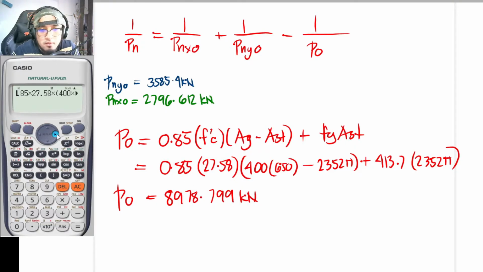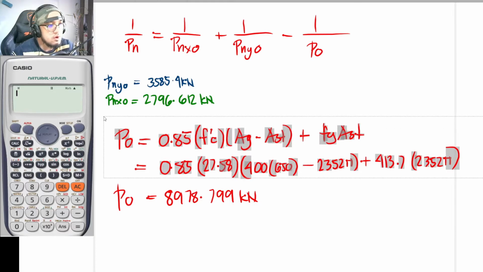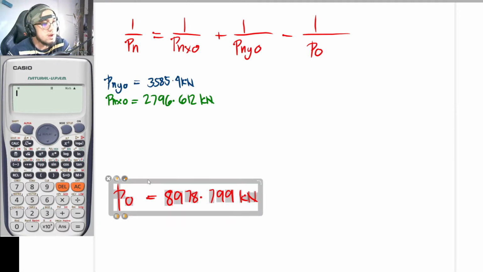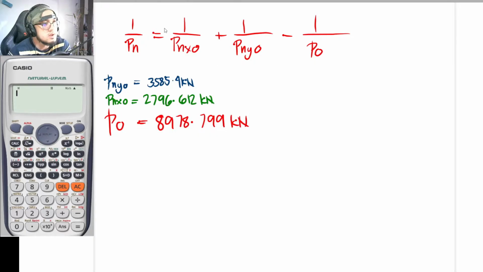Okay, so check ko nga lang. Baka naman mali mamaya. 0.85, 27.58, 400 by 650 minus 2352 pi plus 413.7 times 2352 pi. Teka. Okay, so ayan.